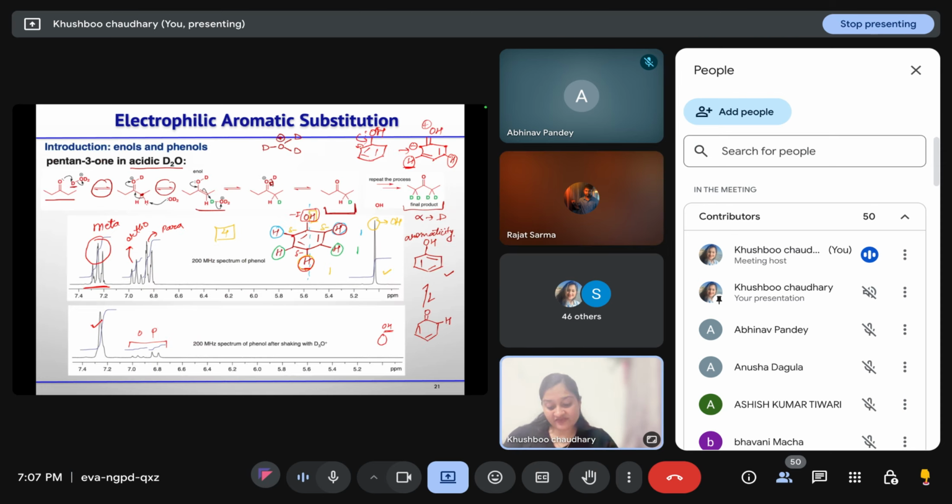That's why whenever we shake phenol with D3O positive, the meta signal will remain the same, but the ortho and para signals will be suppressed and the OH signal will disappear. And this suppression tells you that all the processes are reversible, so complete suppression is not there, the signal height will just decrease, as more molecules are deuterated.